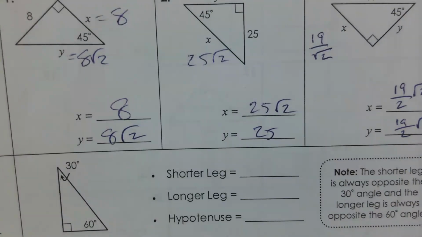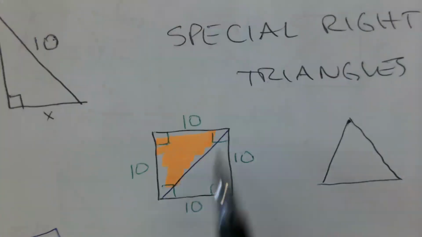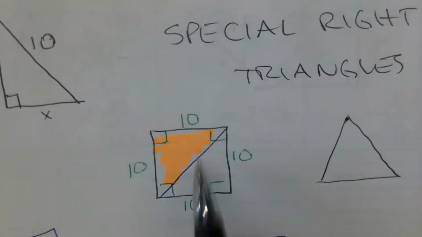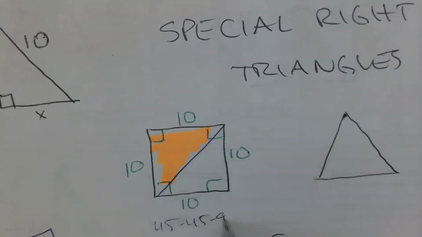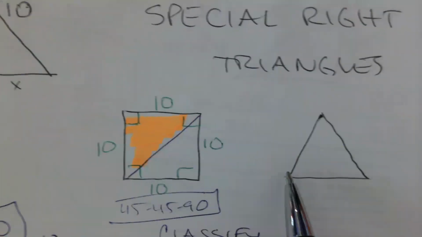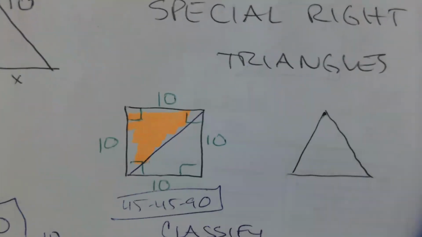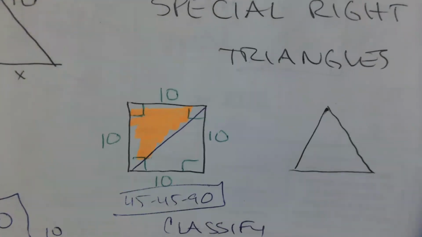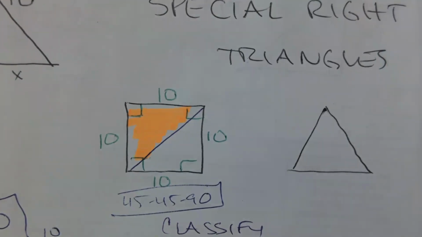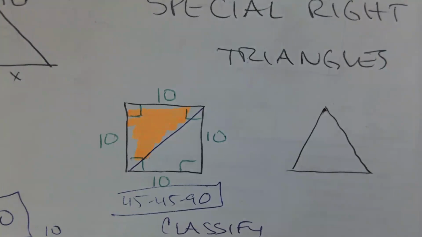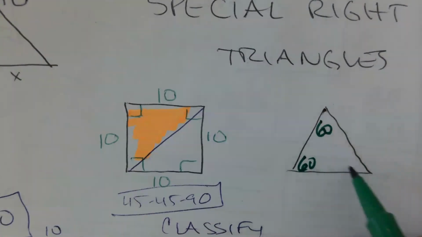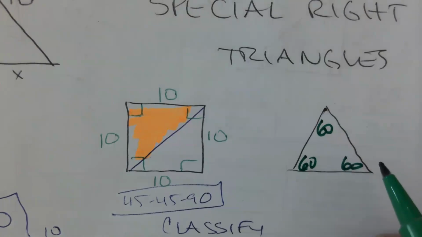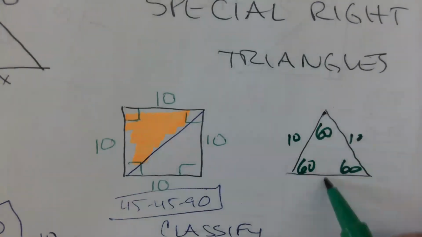All right, now I told you in the beginning that we had 2 of these special right triangles. One comes from a square. This one will be called a 45-45-90 triangle. One comes from an equilateral triangle. What do you know about an equilateral triangle? They're equal. Angles are equal. And if they all add up to 180, what size is each one? 60, 60, 60. What about the sides? They're all congruent. So like maybe 10, 10, and 10.